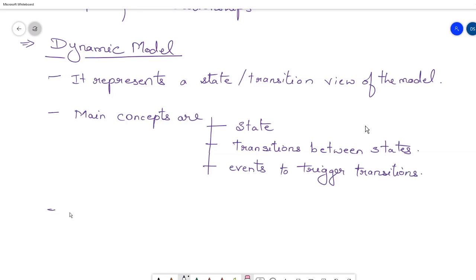Now, there would be an action which would help us in making changes in the states of the model. So actions can be modeled as occurring with the states. Actions would always be correlated with the states, and an action would help in changing the state.